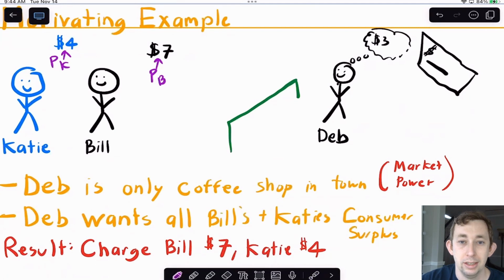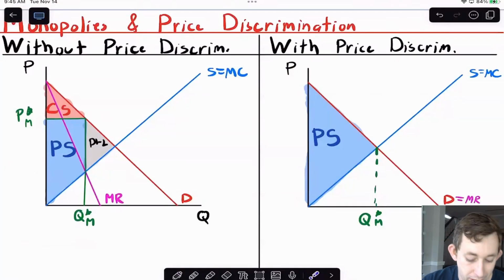Now this seems sort of weird because no one can actually do this. It's illegal to price discriminate. But what I'm trying to do is give you the theoretical understanding, the conceptual understanding behind exactly what price discrimination is. And now let's take it to a graph of a monopoly market, which we saw in the last video. So here I've drawn two graphs. I've drawn the monopoly market without price discrimination and the monopoly market with price discrimination on the right.